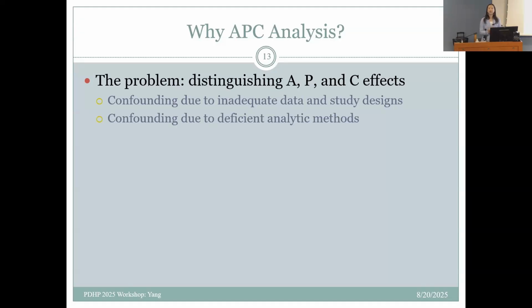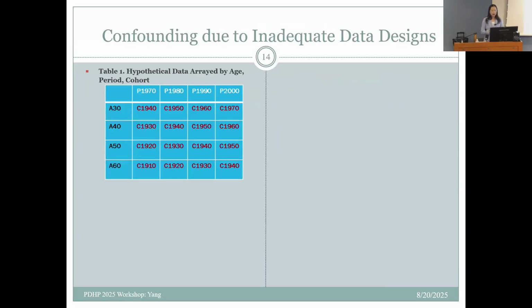And then later, for the rest of the workshop, I will focus on confounding due to problematic analytic models and methods. So, to understand the problem associated with inadequate data and study designs, I want to show this example. If you look at this example, you can better understand the relationship between the three time dimensions in this sort of data.